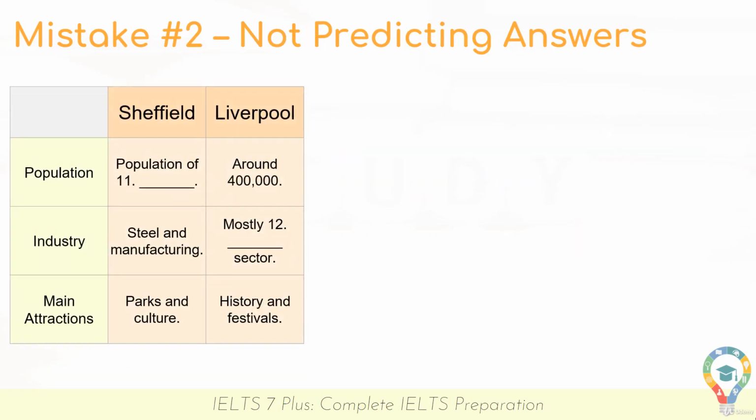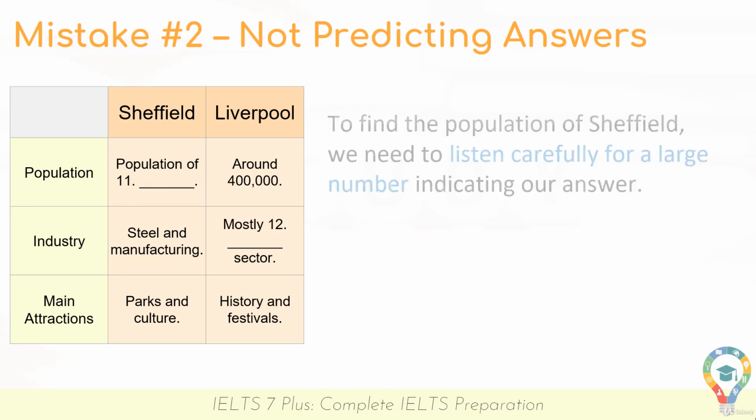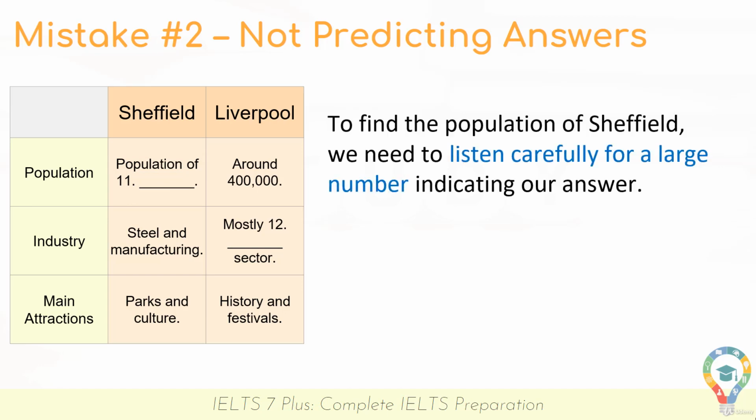So here's a small table with 2 cities labelled, Sheffield and Liverpool, and we have some key information underneath. Question 11 in the population column is population of. For Sheffield it is blank, and Liverpool we have the figure of 400,000. I know that I need to listen carefully for a number that indicates the population of Sheffield.